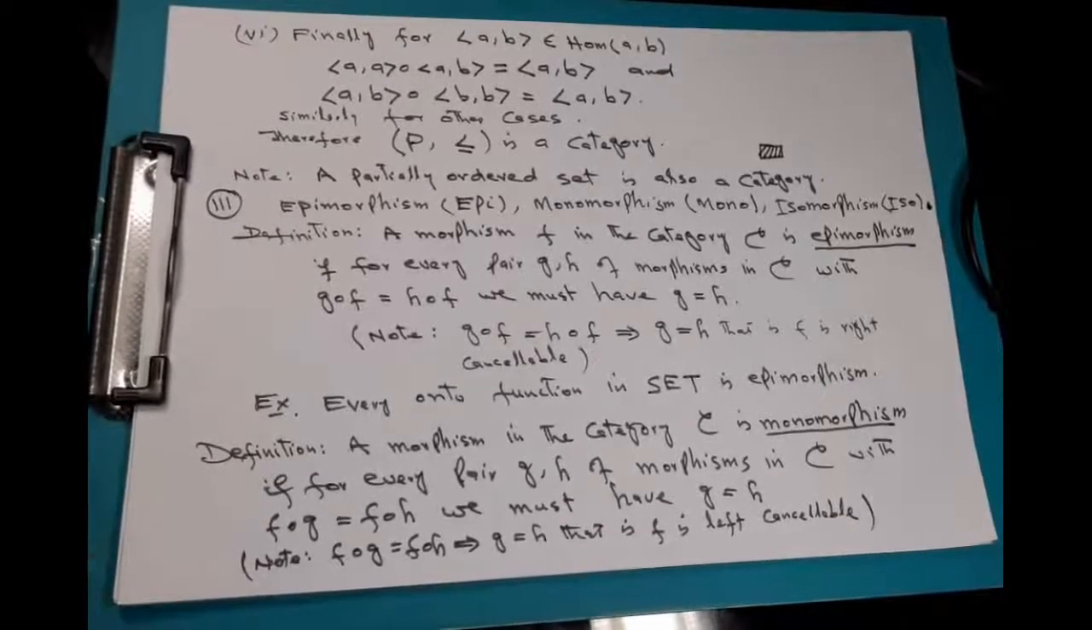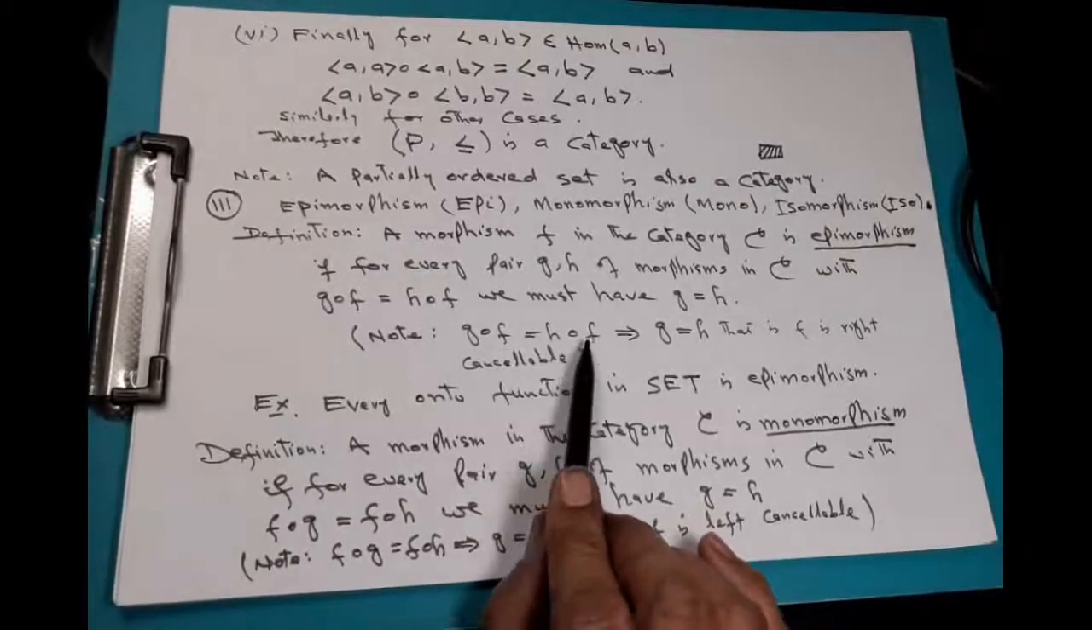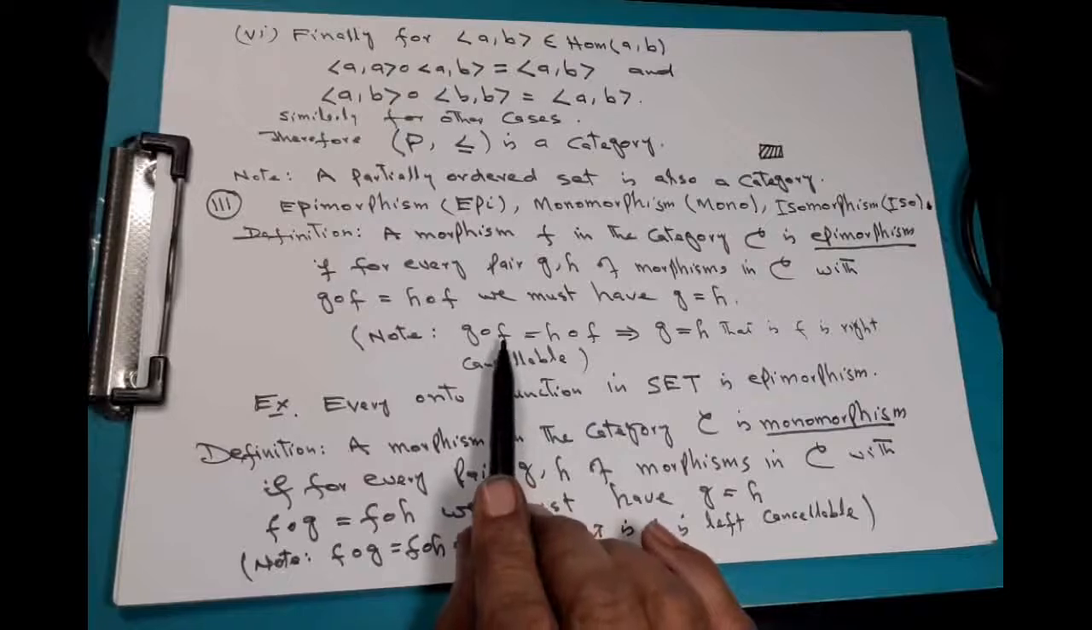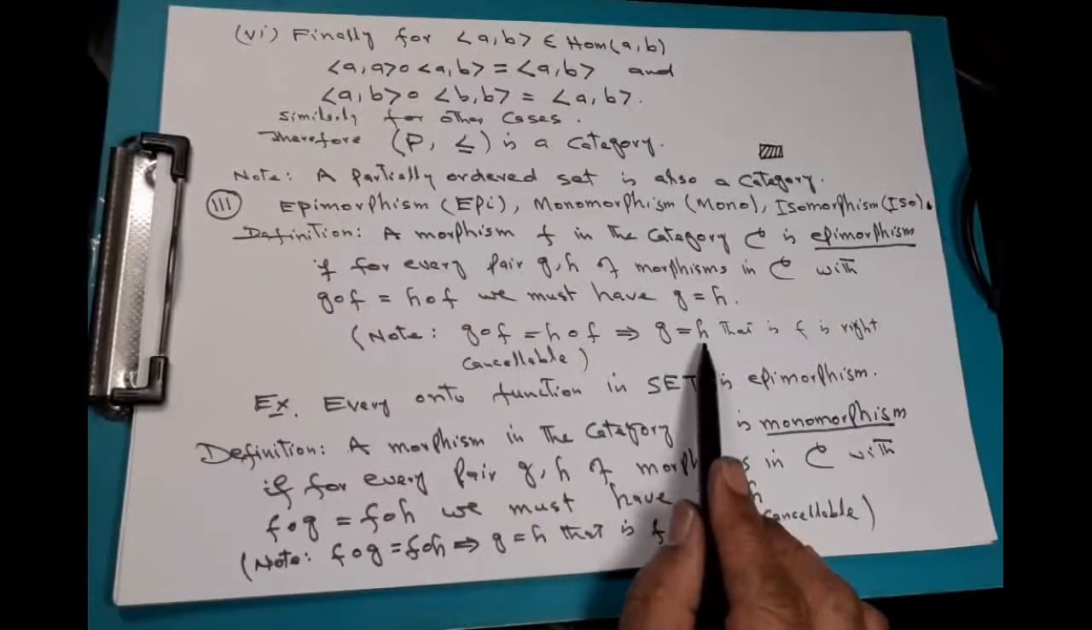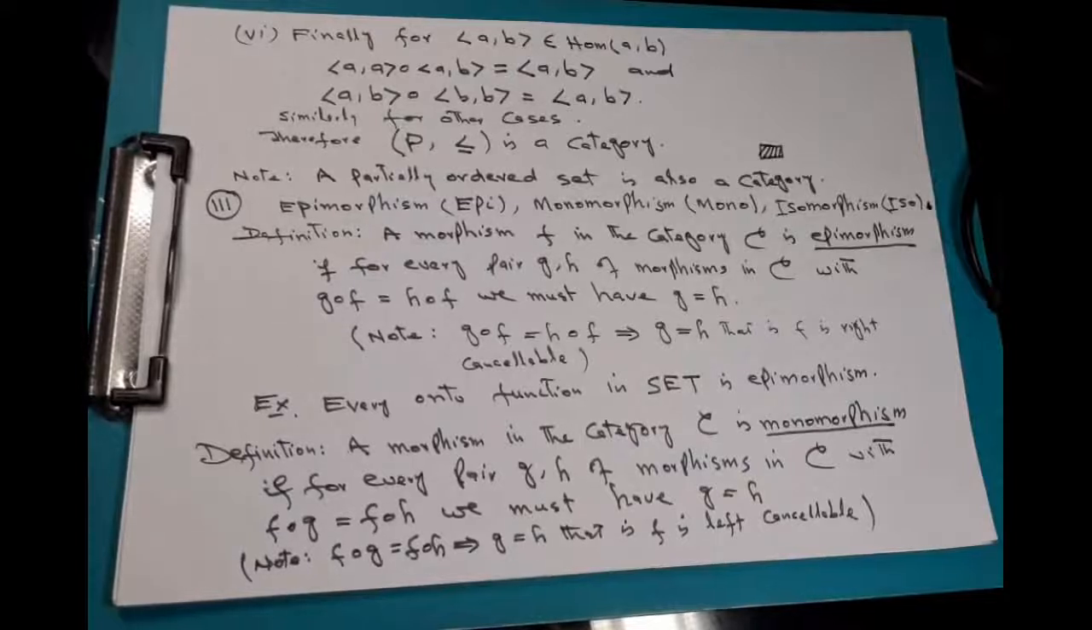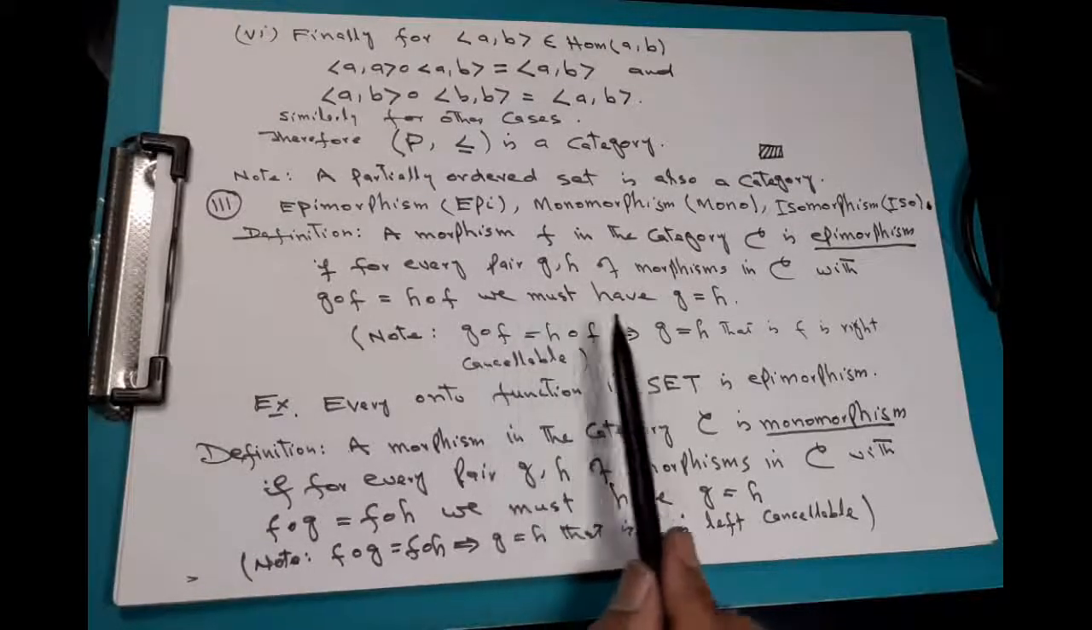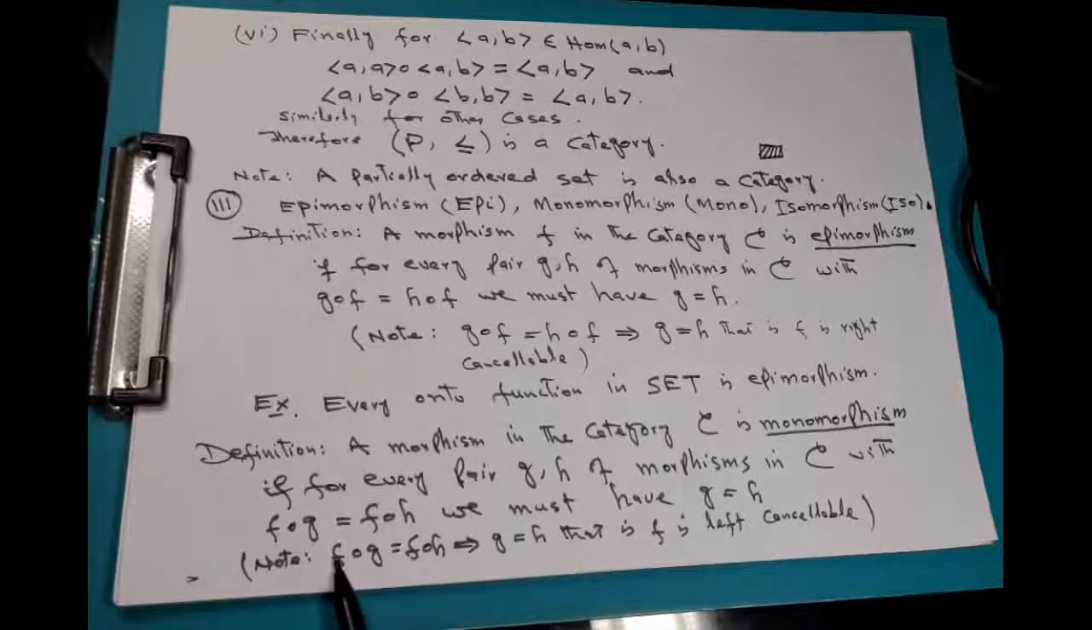So if F is epimorphism, then if these two compositions are equal, then F is right cancelable and G is equal to H. And if F is monomorphism and these two compositions are equal, then F is left cancelable and G is equal to H. So this is the definition for epimorphism and this is the definition for monomorphism. And note that these definitions do not depend upon elements.